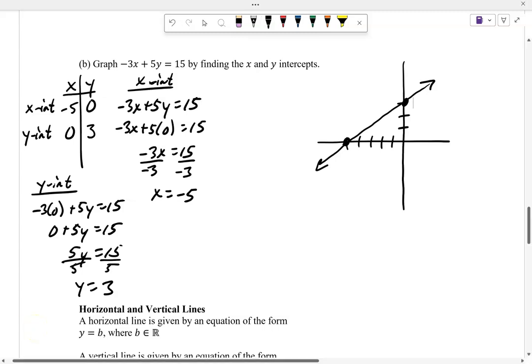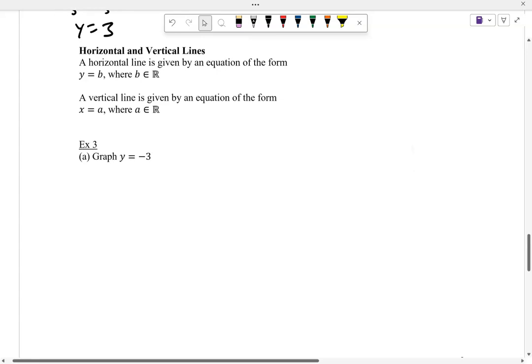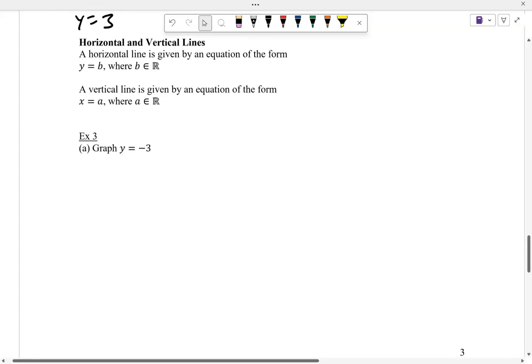Well, the last concept in this section, L12 lesson here, is the horizontal and vertical line. So you have a horizontal line when you have y equaling a constant. b is just a real number. Whereas you have a vertical line if x equals a constant. Again, a being a real number. So let's go ahead and graph this.